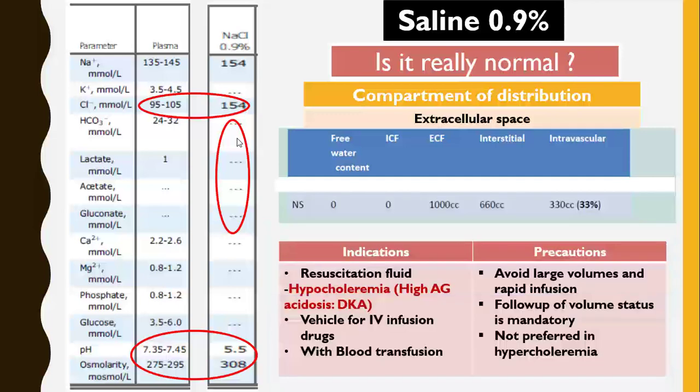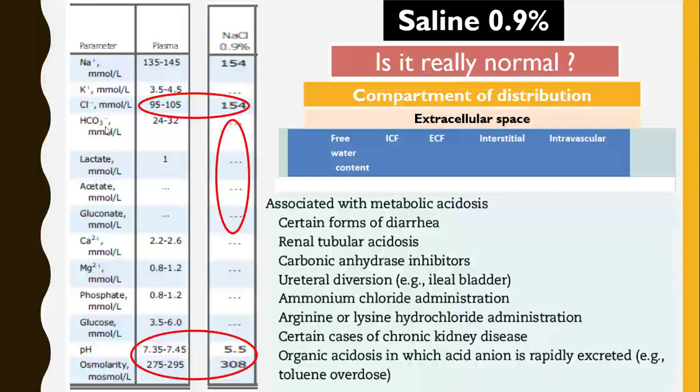Also, avoid large volumes and rapid infusion. Meaning if I have a patient without hypochloremia or hyperchloremia, again, don't give the patient a huge amount of saline at a rapid rate, because this will cause hyperchloremia and metabolic acidosis, and we don't have any buffer to antagonize this acidosis like the bicarbonate buffer in normal serum plasma. Those are the causes of normal anion gap metabolic acidosis and hyperchloremia.